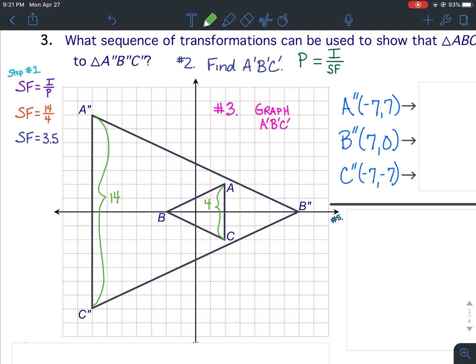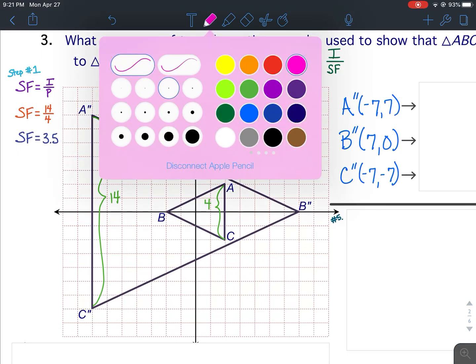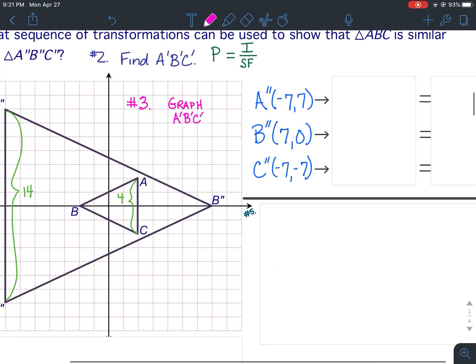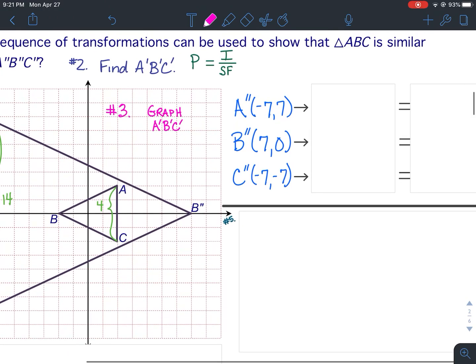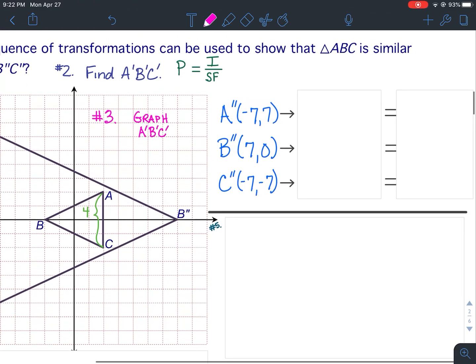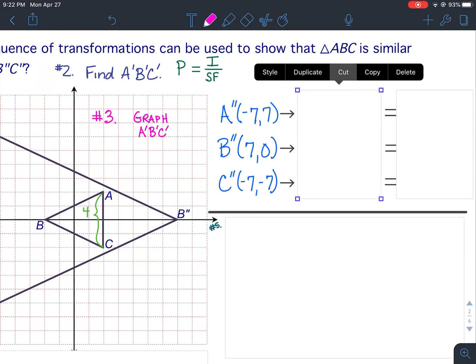Step 2 is to find triangle A prime, B prime, C prime. Again, we're working backwards. If we work backwards, then to find the preimage, we're going to take image divided by scale factor. So I took A double prime, which is at negative 7, 7, B double prime, which is at 7, 0, and C double prime, which is at negative 7, negative 7, and I divided each one of those ordered pairs, the coordinates, by the scale factor of 3.5.